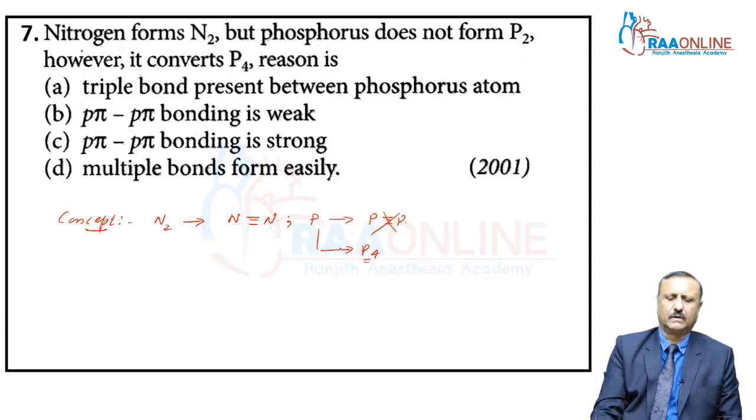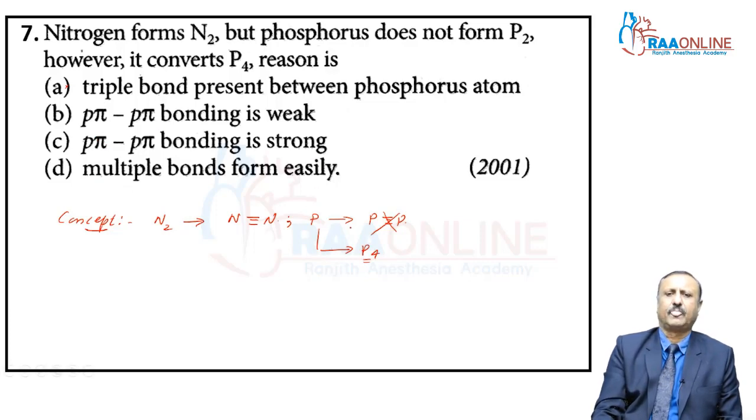Option A says a triple bond is present between phosphorus atoms. It is the wrong answer because a triple bond is not present. So this is the wrong answer. Now we can see that P-pi bonding is weak.